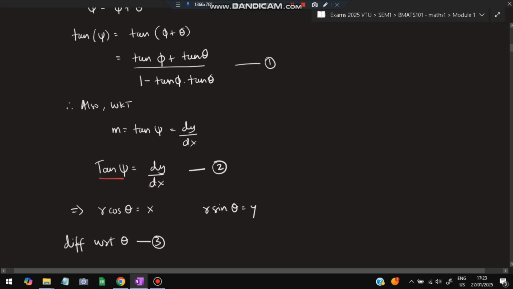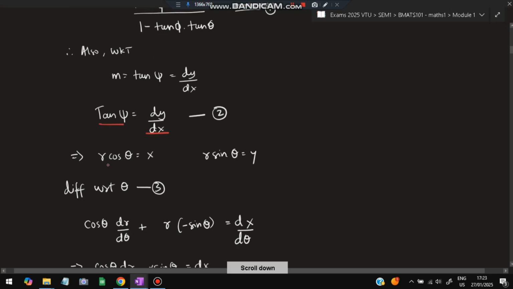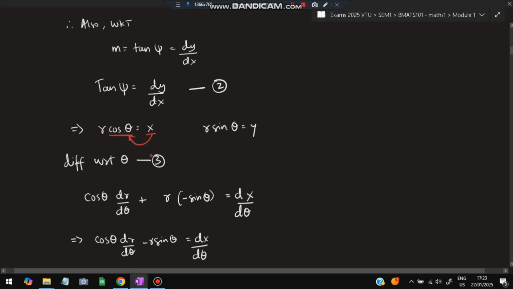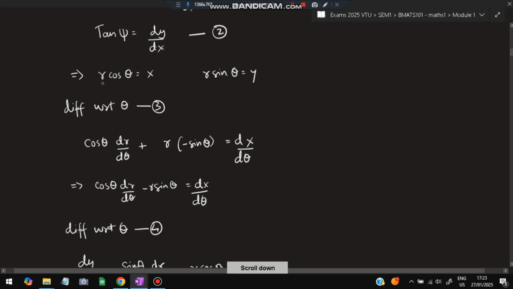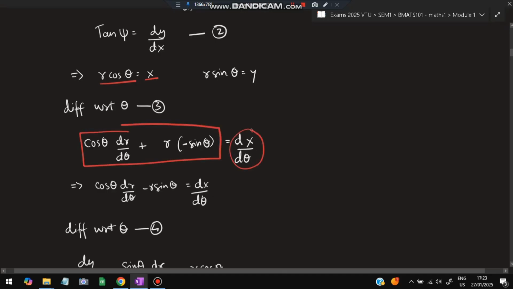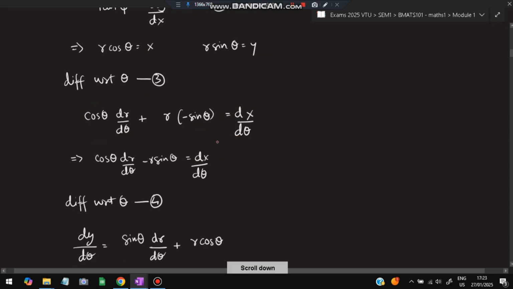So tan psi is equal to dy by dx, and let r cos theta be equal to x and r sin theta be equal to y. Easy. We take x as r cos theta, and y as r sin theta. Always the y axis is associated with sin theta, and the x axis is associated with cos theta. We'll differentiate both of them with respect to theta. When we differentiate x with respect to theta, we get this here. A similar thing we'll do with y also.